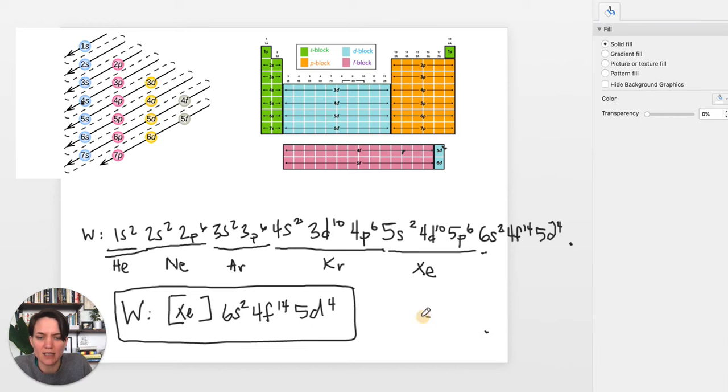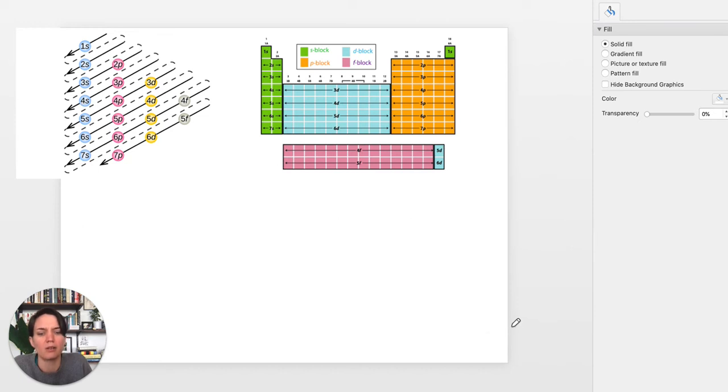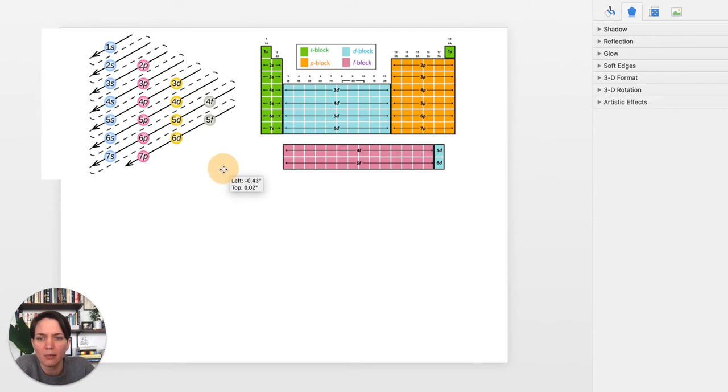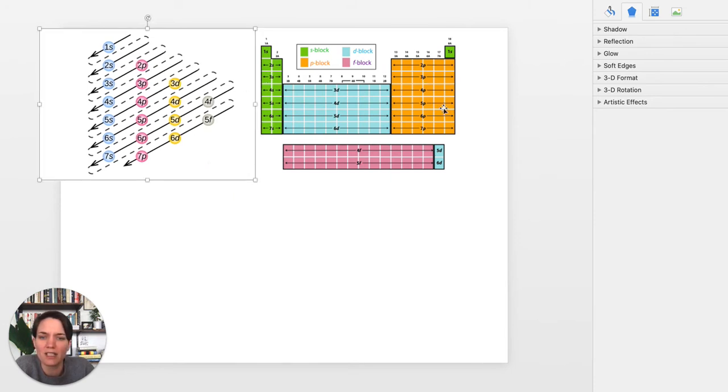Do not start with the shortcut. You need to do a lot of practice writing it out completely in order to get comfortable with this. But once you are, you can really, really help yourself. This is a good tool, especially when you first get started. But what you're going to end up finding is that you're just reading the periodic table.